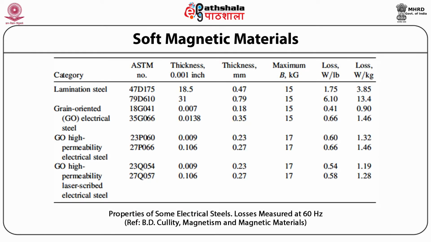The table shows a few examples of soft magnetic materials, categorized as lamination steel, grain-oriented electrical steel, grain-oriented high permeability electrical steel, and grain-oriented high permeability laser scribed electrical steel. All the parameters like ASTM number, the thickness in mm, the maximum magnetic field, and the losses in units of watts per lb and watts per kg have been tabulated.